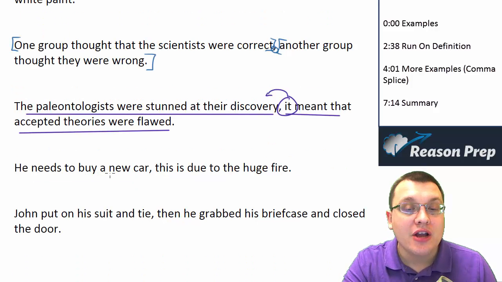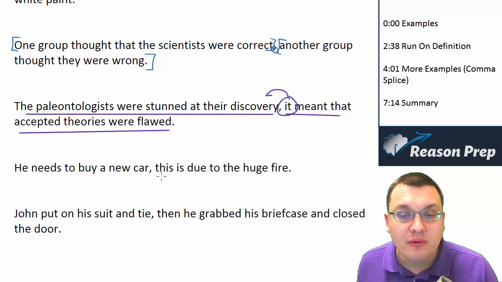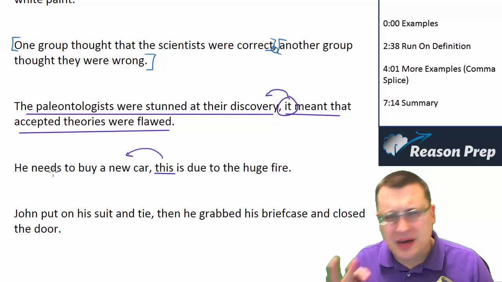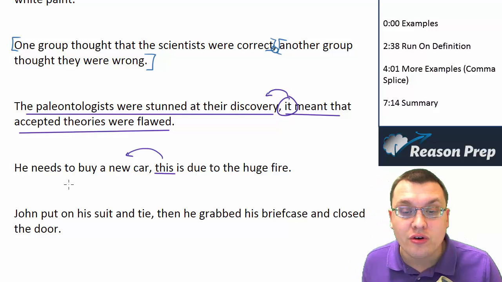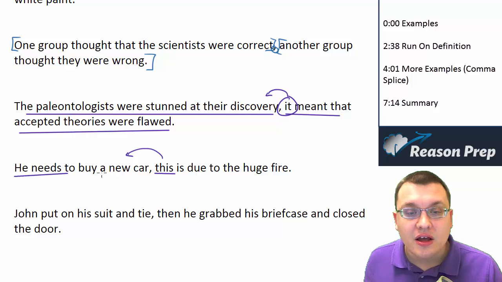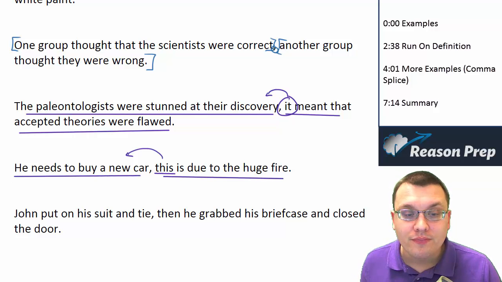He needs to buy a new car, comma, this is due to the huge fire. Same kind of thing with the "it." This referring to, I guess, the fact that he's got to buy a new car. That in itself is kind of a problem. The "this," it's unclear what that refers to. But even holding that aside, two complete sentences separated with just a comma, can't do it.